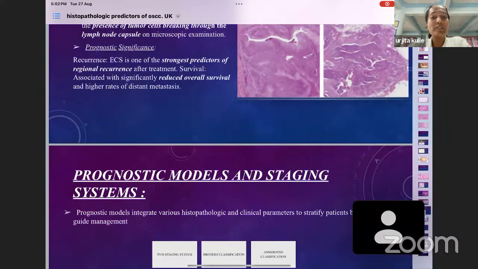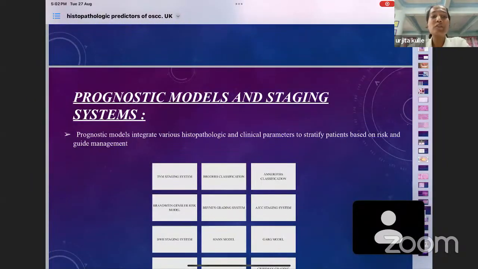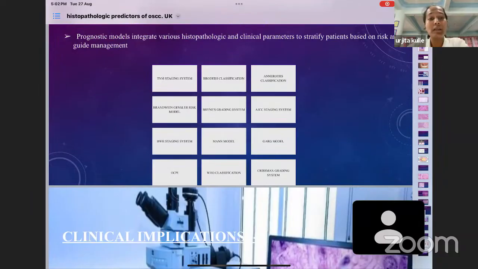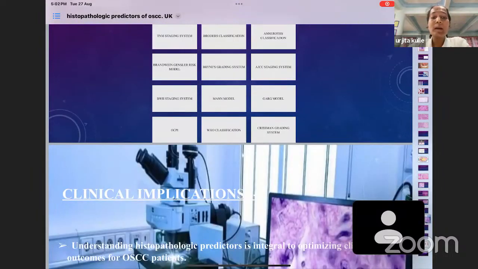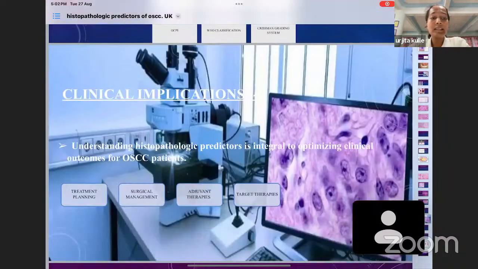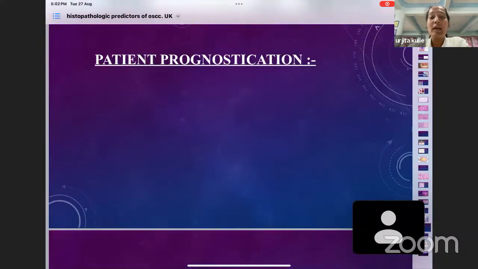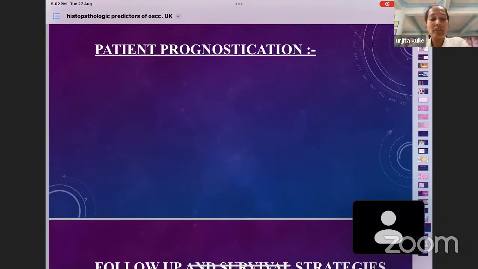There are various prognostic models and staging systems that help to integrate various histopathologic and clinical parameters to stratify patients based on risk and guide management, including the TNM staging system, Broders classification, Ryan's grading system, Brandwein-Gensler risk model, etc. Understanding histopathologic predictors is integral to optimizing clinical outcomes for OSCC patients, involving treatment planning, surgical management, adjuvant therapies, and targeted therapies. The patient prognostication involves risk assessment and survival strategies.